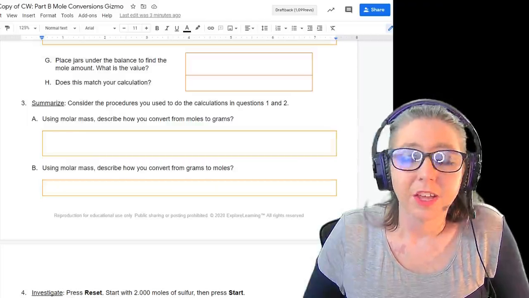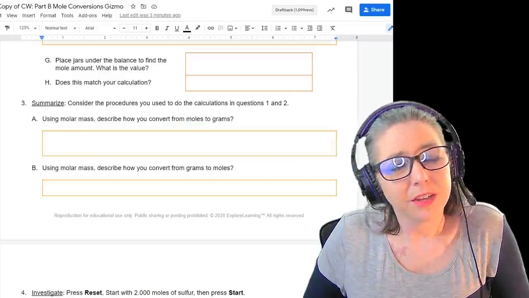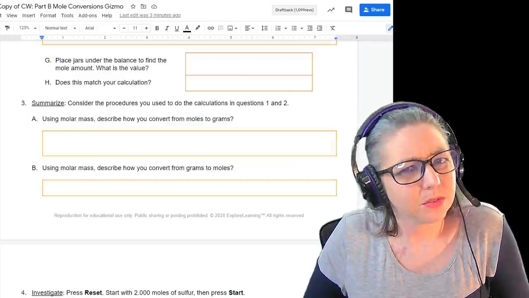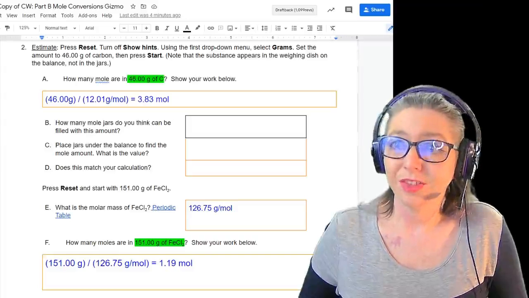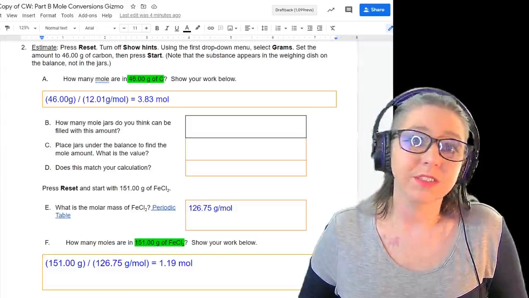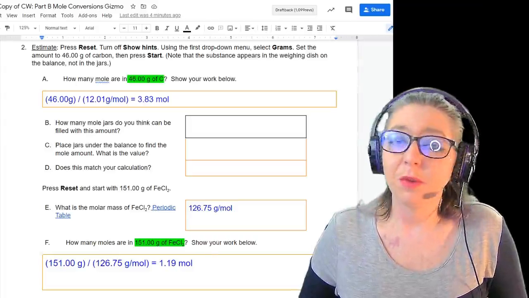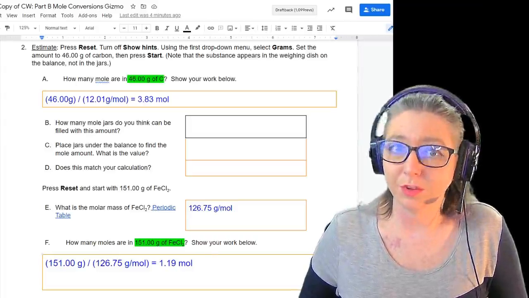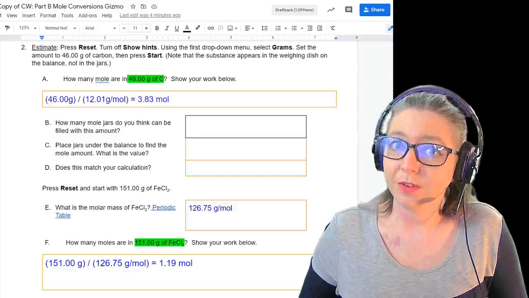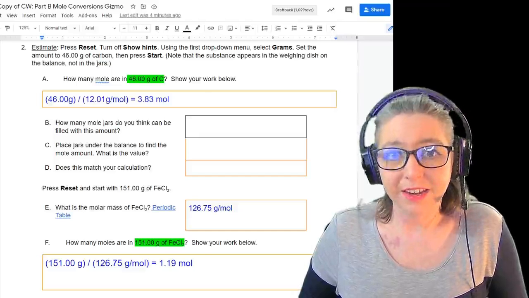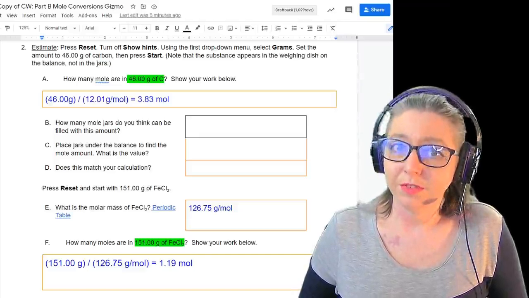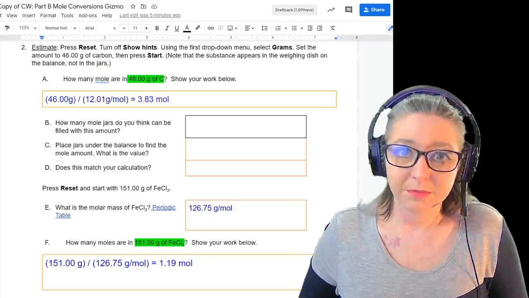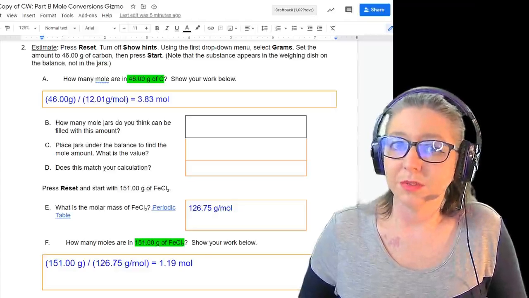Then, using molar mass, how did we convert from grams to moles? In questions 2 and 3, we were given the starting amount of mass, and we wanted to find how many moles there were. So we took our given mass, and we divided by the molar mass. This way, our grams were canceled by grams, and our moles were the units that were left.